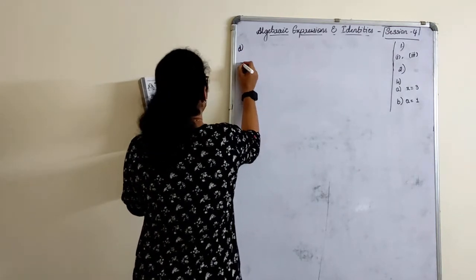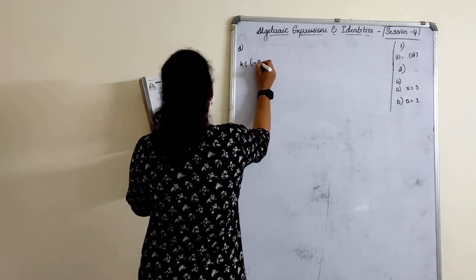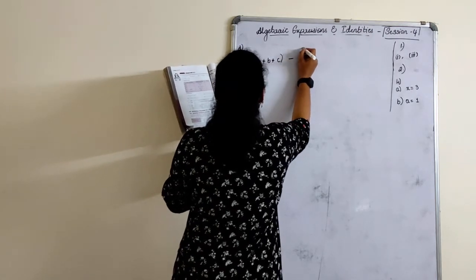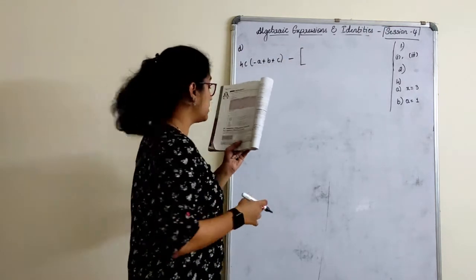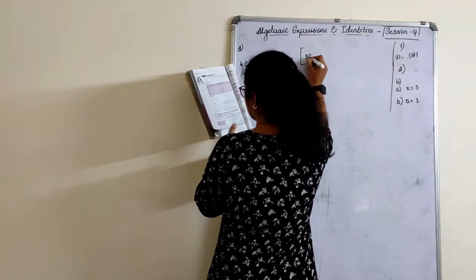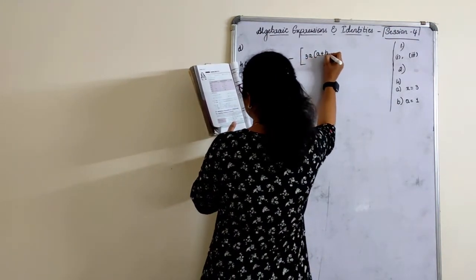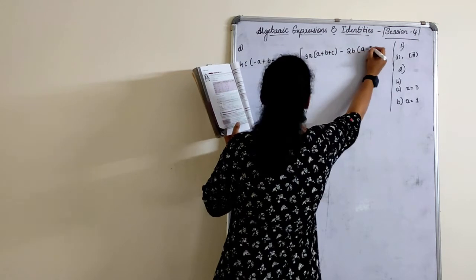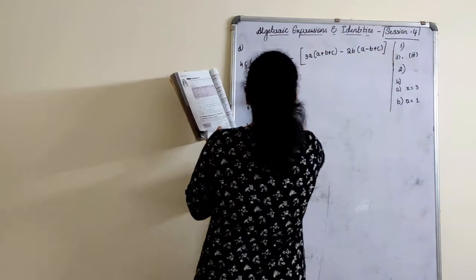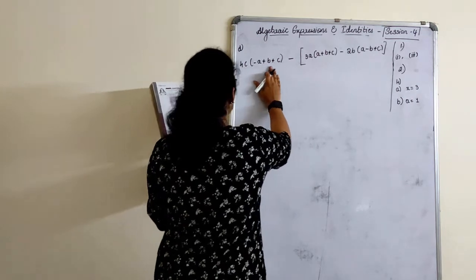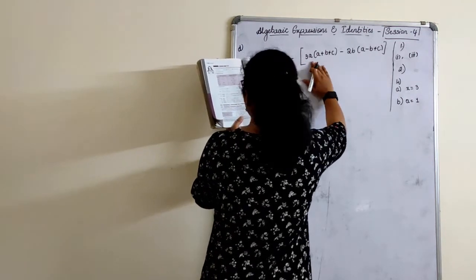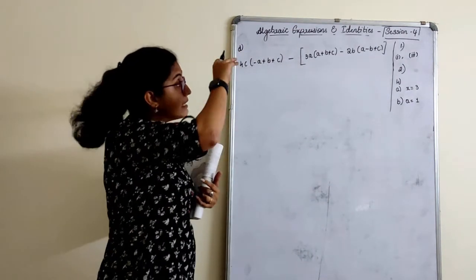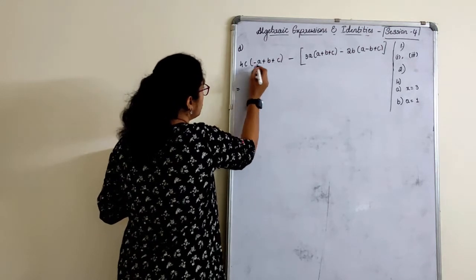The part which is 4C of minus A plus B plus C minus, shall I put a bigger bracket here because two terms are there, 3A of A plus B plus C minus 2B of A minus B plus C. Let me check the term. 4C of minus A plus B plus C minus of 3A of A plus B plus C minus 2B of A minus B plus C. I will open the inner brackets first.